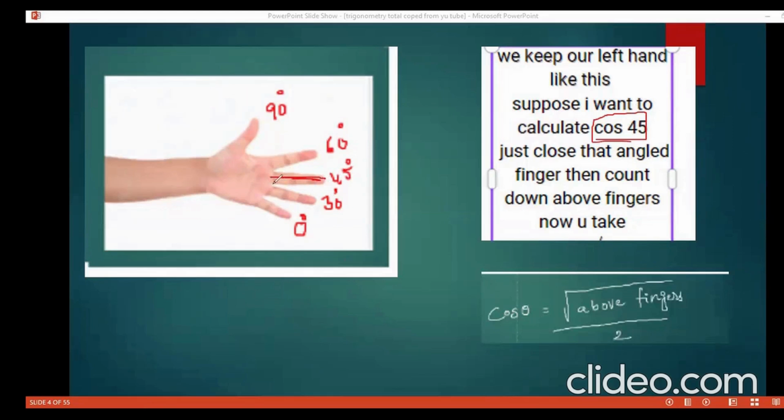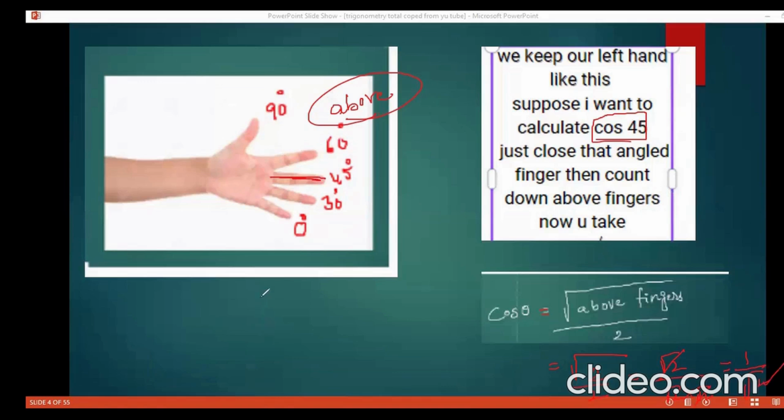After closing that finger, now you observe the above fingers. For cos, you have to take the above fingers. How many above fingers are there? There are two fingers above that 45 degrees, right? So cos theta is equal to the square root of above fingers by 2. Square root of 2, right? Root 2 upon 2. So root 2 by root 2 into root 2, root 2 cancels, 1 upon root 2. Yes, we got cos 45 as 1 upon root 2.